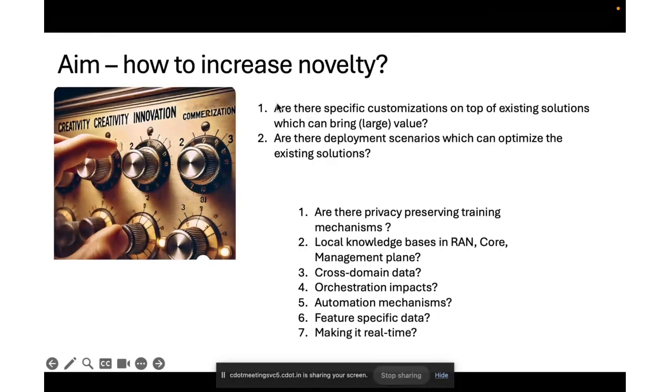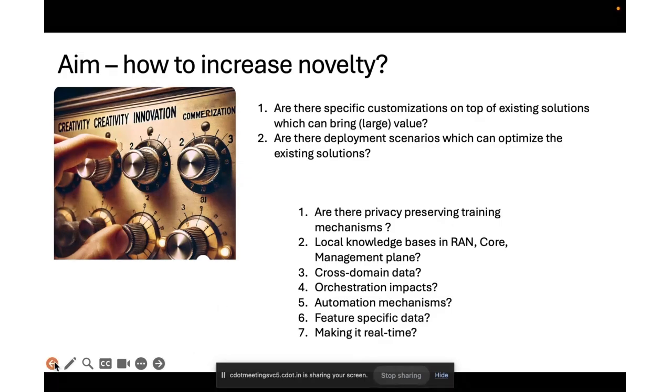So this is the first question which will increase your novelty factor: with respect to the prior art, with respect to your literature survey, with respect to the state of the art, what are the specific scenarios, specific customizations that you are bringing? And are there deployment scenarios which can optimize the existing solutions? That's another question which you could ask yourself.